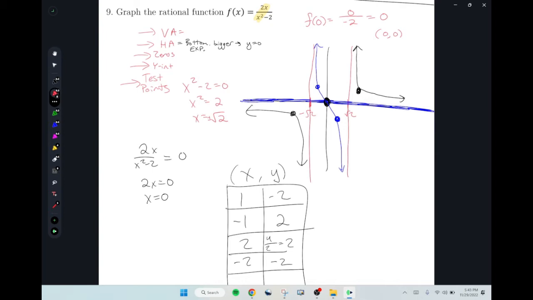Wait, the vertical asymptote would be us taking the denominator and equating it to 0? Yes, every time. Vertical asymptote, set the denominator equal to 0. Zeros, set the numerator equal to 0. You don't even have to worry about the denominator. So your x-intercepts, top equal to 0. Horizontal asymptotes, bottom equal to 0. They both start with you putting a little dot on the x-axis. One you just go shoop, and the other one you just put the dot there.